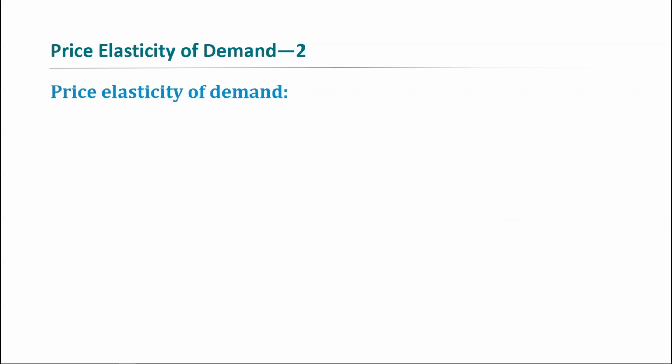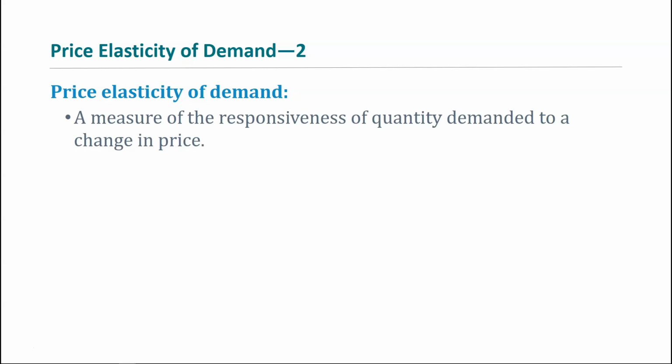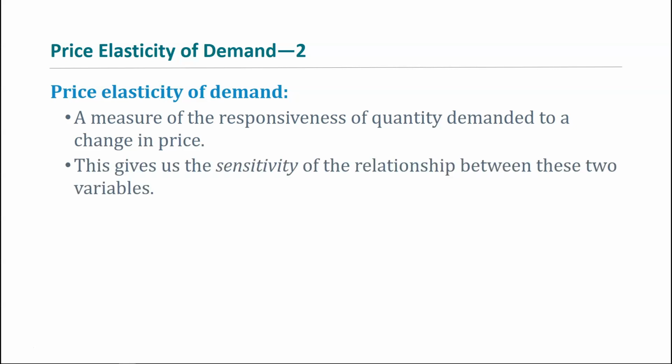So we'll talk about several types of elasticity. The first one that we'll really spend most of our time on is price elasticity of demand. Price elasticity of demand is a measure of the responsiveness of quantity demanded to a change in price. It gives us the sensitivity of the relationship between these two variables. And this is really what we talked about with the opening example. How sensitive are you to a change in price? How much will you change your behavior when it comes to purchasing gasoline or a Big Mac if the price of those things changes?